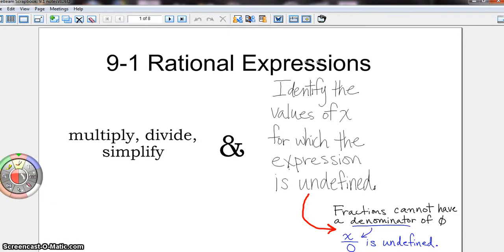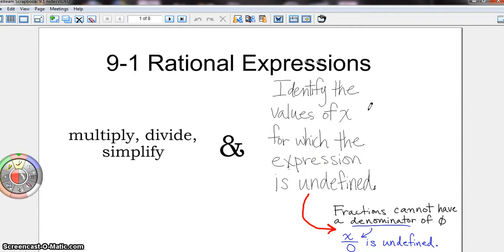Okay, chapter 9. Rational expressions. Rational meaning they are fractional expressions and really functions. What we're going to do is multiply and divide and then simplify. Within them, we are also going to need to look for those values of x that make the expression undefined.